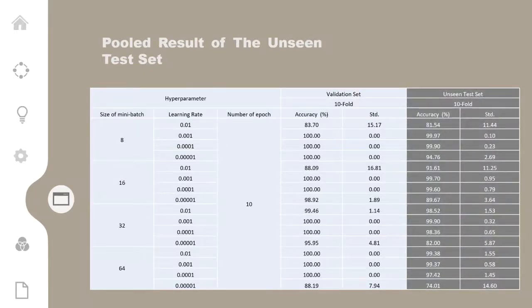From here, we can identify the best performing model based on the accuracy and the standard deviation. Apparently, the model that has the mini batch size of 8 and the learning rate of 0.001 has the highest accuracy, which is 99.97%. It also has the lowest standard deviation of 0.01, which indicates the model is very stable.